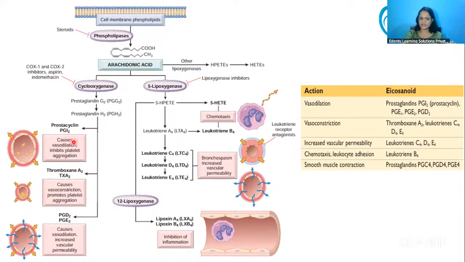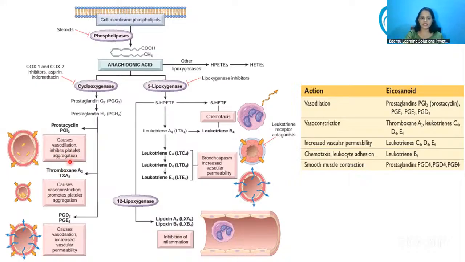The prostacyclin, thromboxane, PGD2 and PGE2 are all formed as a result of this cyclooxygenase pathway. Then under the lipoxygenase pathway, all the leukotrienes and lipoxins are formed. If you look at the action of prostacyclin or PGI2, its main action is vasodilatation. That is, it helps in the dilatation of the blood vessels.